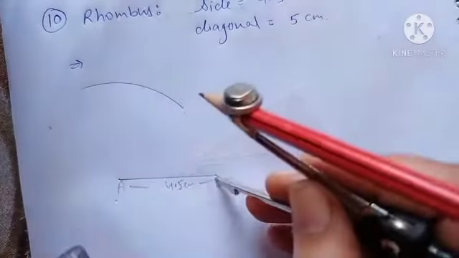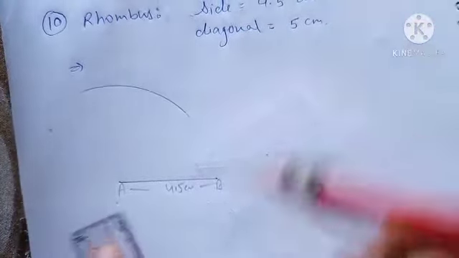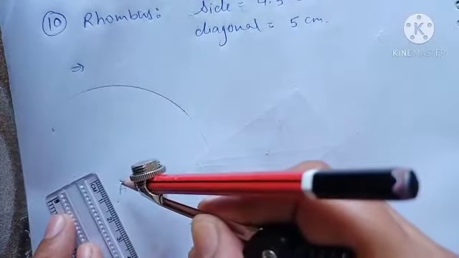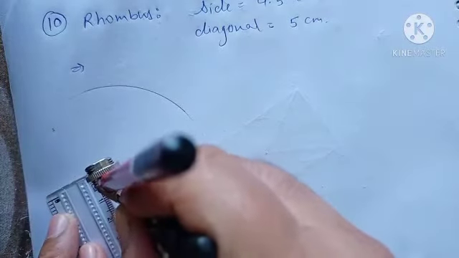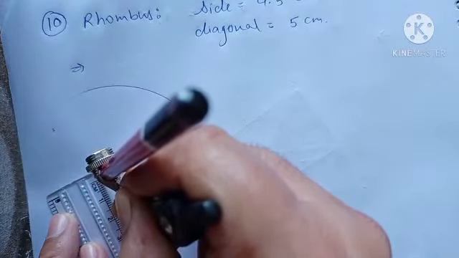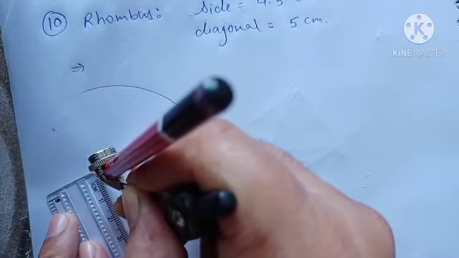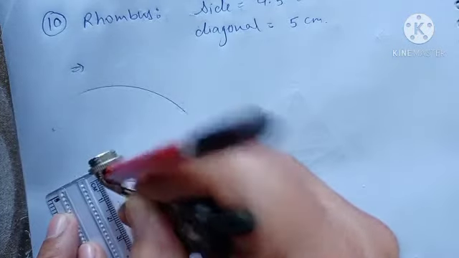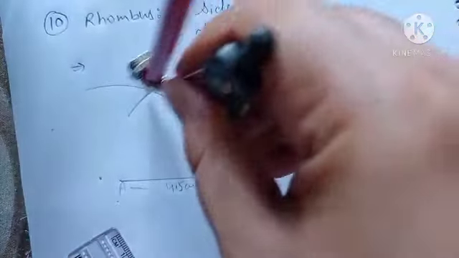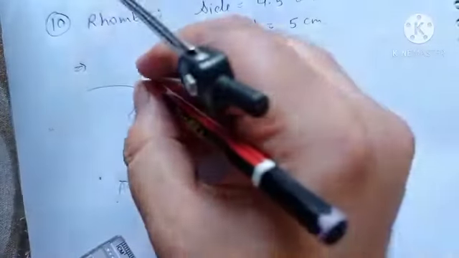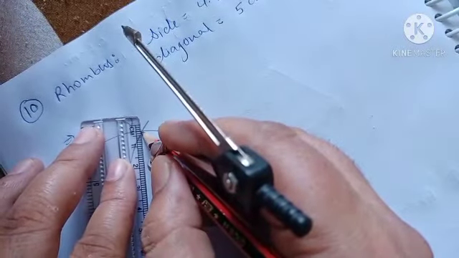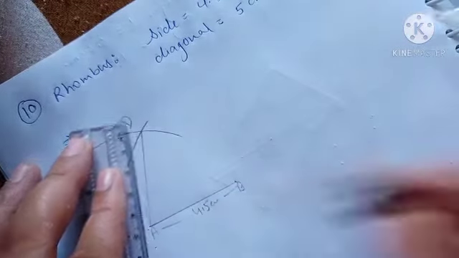Now taking B as center and 5 centimeter as radius, we will draw another arc which will meet the previous arc at D. So here you can see 5 centimeter as radius. So these two arcs are meeting at D. Now join AD and BD.